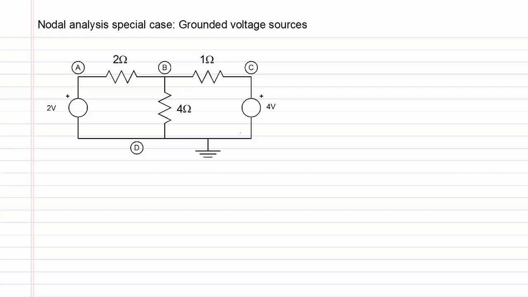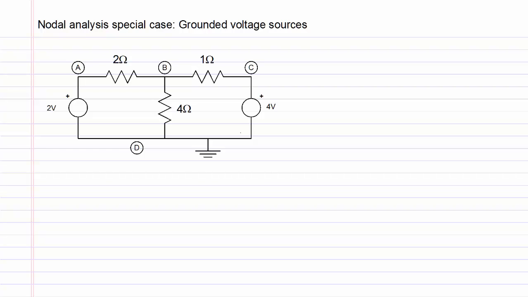In this video, we will look at elements that require special processing in nodal analysis. The first special case that we will consider are grounded voltage sources. And it does not matter if the grounded voltage source is an independent source or a dependent source, both of them are handled the same way.